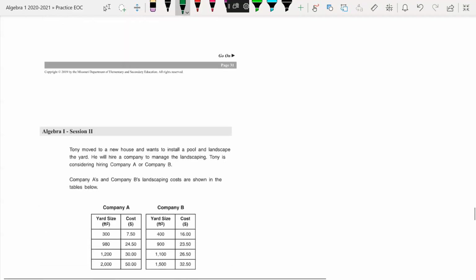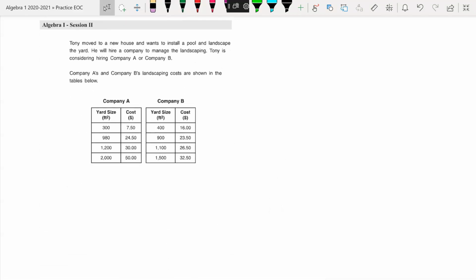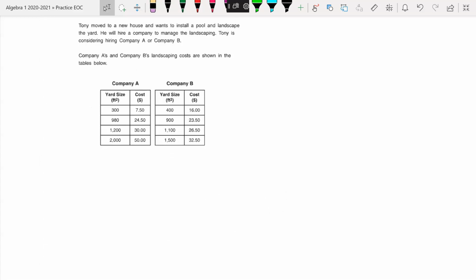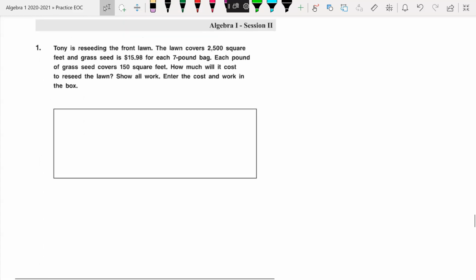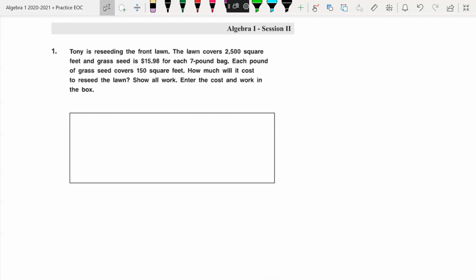29 is the word problem. They give you this table right here for company A and company B, but then they also say, okay, Tony is reseeding the front lawn. The lawn covers 2,500 square feet, and grass seed is $15.98 for each 7-pound bag. Each pound of grass seed covers 150 square feet. So one bag is 7 pounds times 150 square feet gives me 1,050 square feet. So that is how much square footage each bag covers.